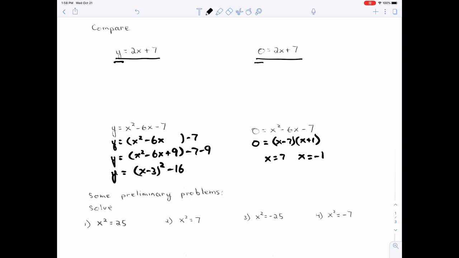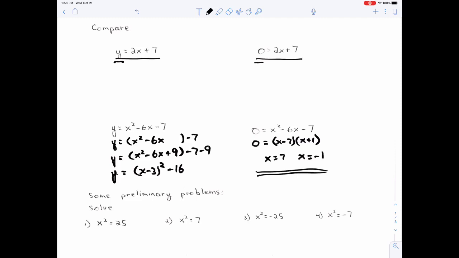Well, what are we doing today? We're going to complete the square, but to solve something. So yeah, we're going to complete the square, but the answer is not going to look like the one on the left. It's going to look more like the one on the right when we're done. So I just want you to be aware of that fact.